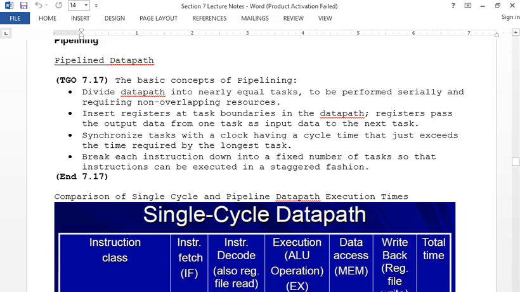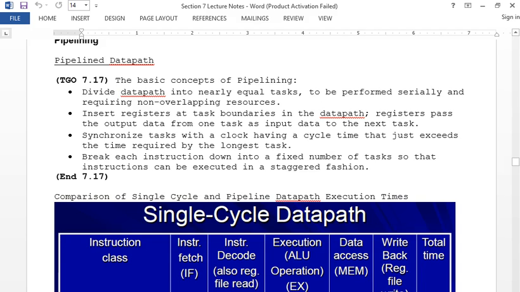So if, let's say, instruction fetch takes 3 nanoseconds, and data memory takes 5 nanoseconds and happens to be the longest required resource, we're going to put a register in between instruction fetch and decode that lasts 2 nanoseconds. That way they're all 5 nanoseconds. Normally if you have 3, 4, 4, 5, and 2, that adds up to 8, 10, 13, 18. So your clock cycle goes from 18 to 5, and then you're putting more instructions through. Then break each instruction down into a fixed number of tasks, as you now know that is 5, so that instructions can be executed in a staggered fashion.